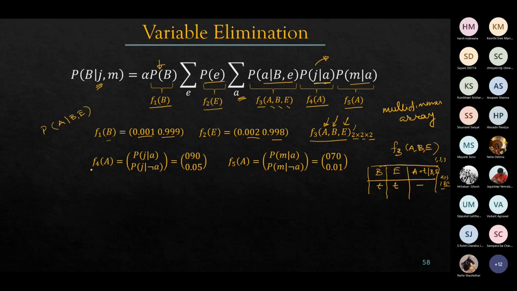And how do we represent F4(A)? Basically two values: what is the probability that John calls given the alarm rings, and what is the probability that John calls given the alarm does not ring. And of course, F5(A) is similar. Now, I hope that you can see the association between these conditional probability tables and these factors. Is there any doubt or question at this point? Because now we'll be playing with the factors.